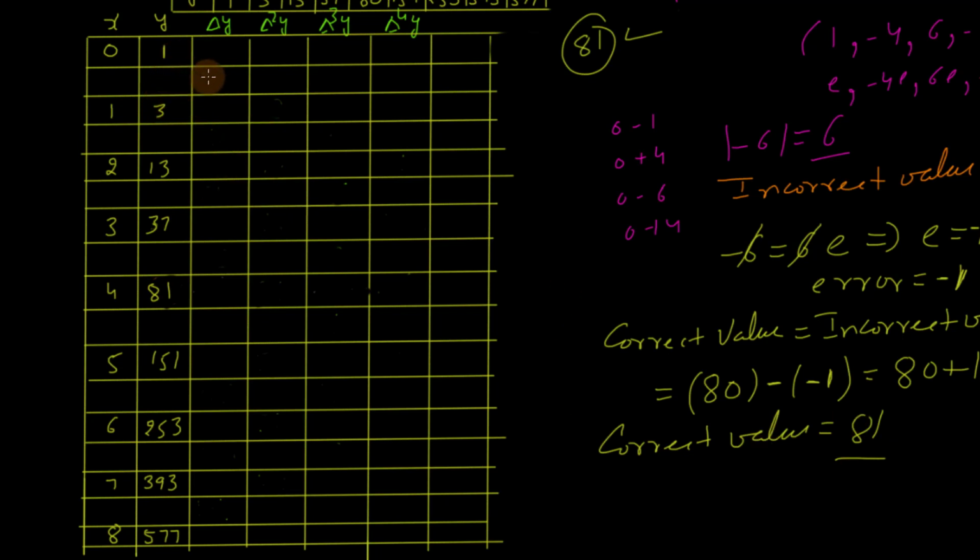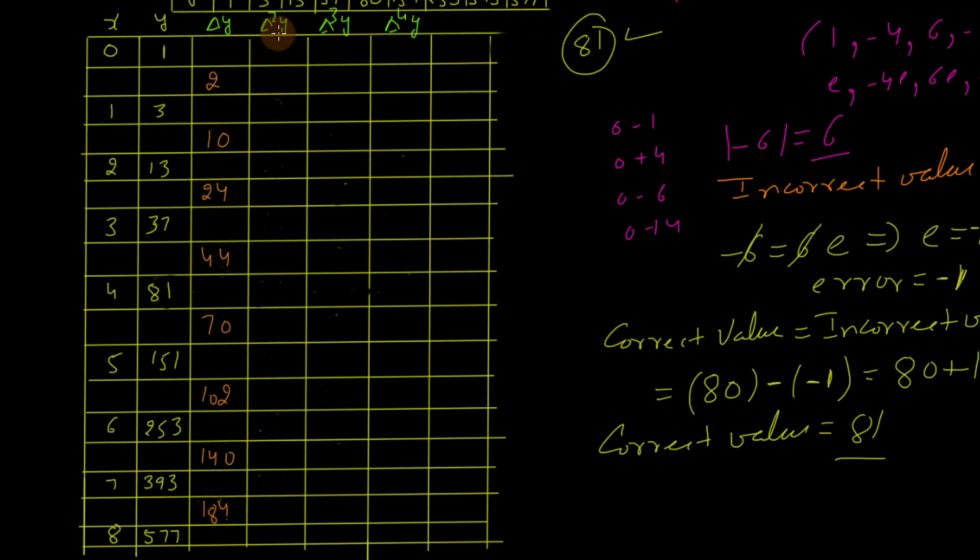So let us start. 3 minus 1, I am going to write it over here, 2. 13 minus 3 is 10. 37 minus 13 is 24. 81 minus 37 is 44. 151 minus 81 is 70. 253 minus 151 is 102. 393 minus 253 is 140, and 577 minus 393 is nothing but 184.